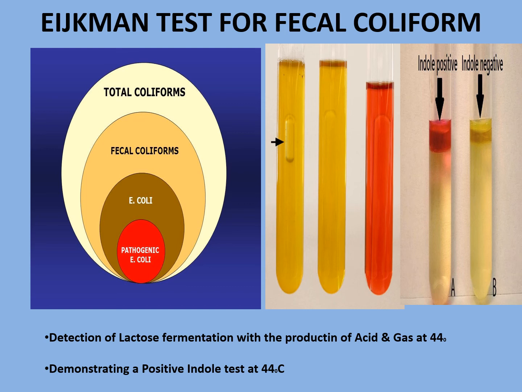This is done by subculturing the positive tubes from the multiple tube method to a lactose medium, which is kept at 44 degrees Celsius. If there is a color change and gas production, it confirms Escherichia coli, and it is tested with the indole confirmation test, which shows indole positive for Escherichia coli. So the water sample is contaminated with fecal coliform.